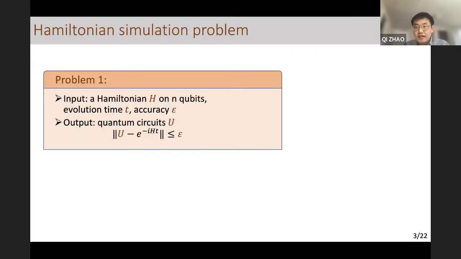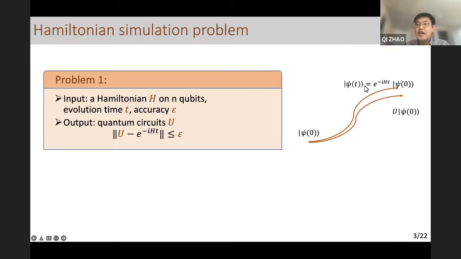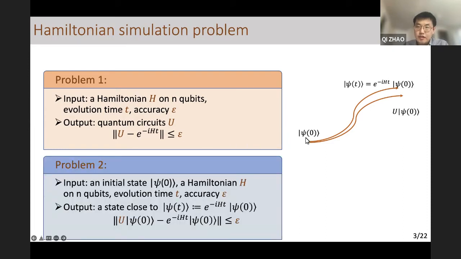At first, let's give a formal definition of the Hamiltonian simulation problem. For a given Hamiltonian acting on n qubits, an evolution time t, and a predetermined accuracy or error epsilon, sometimes we can't have direct access to the ideal evolution, e to the minus iHt. We have to construct some quantum circuits which are much easier to implement to approximate the ideal evolution with at most epsilon error. In more physical or practical cases, we know our initial state. We may only care about some certain type of initial state, and we only want to guarantee that for this initial state, its output state is close to the ideal one. This is the second problem.